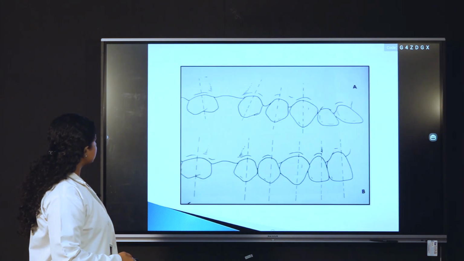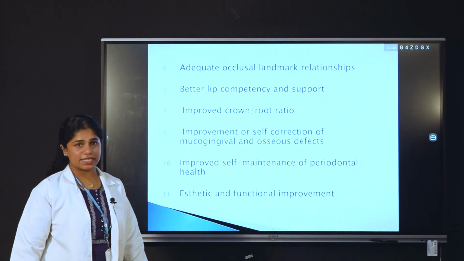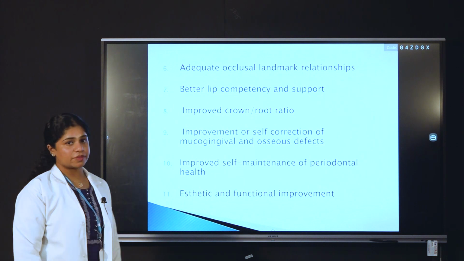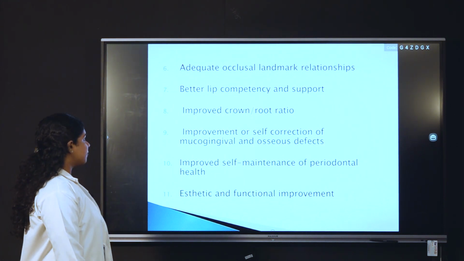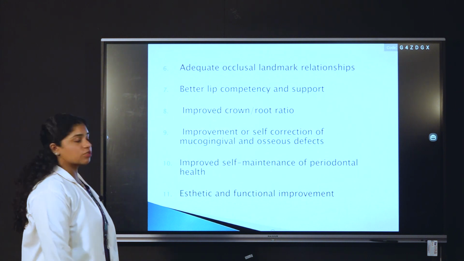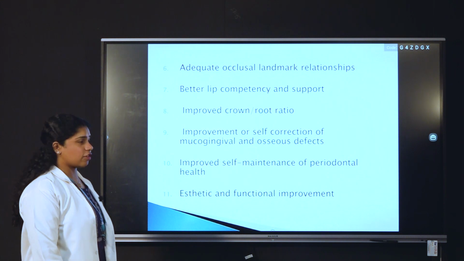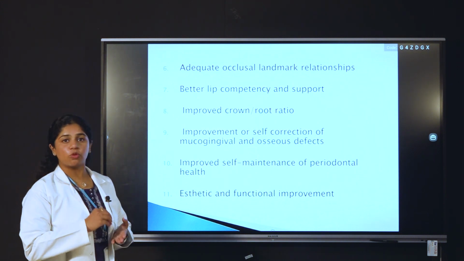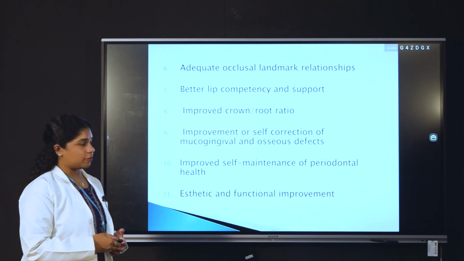Other additional orthodontic objectives would be adequate occlusal landmark relationships, better lip competency and support, improved crown root ratio, improvement or self-correction of mucogingival and osseous defects, improved self-maintenance of periodontal health. This is one of the most important things, aesthetic and functional improvement.